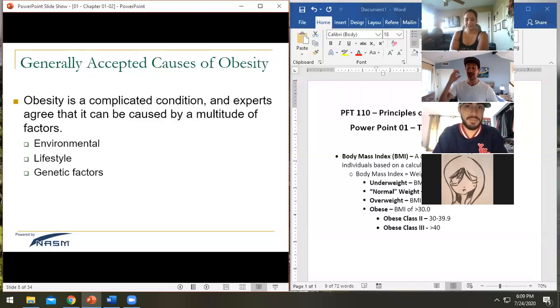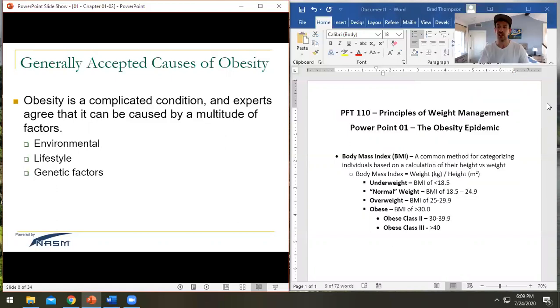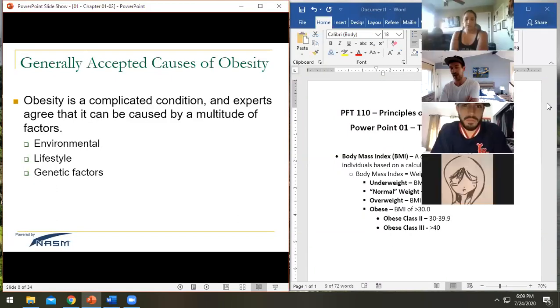And so a lot of times, that is the type of person we are talking about when we talk about extreme obesity. And so that could be your client, so we want to have an understanding, because here's one of the hardest things about that.